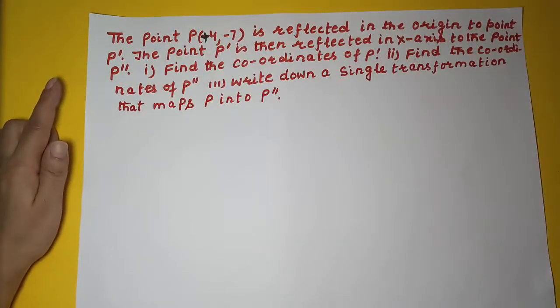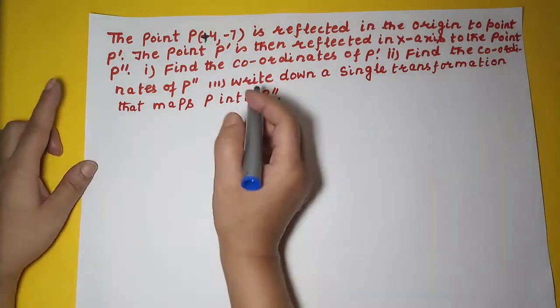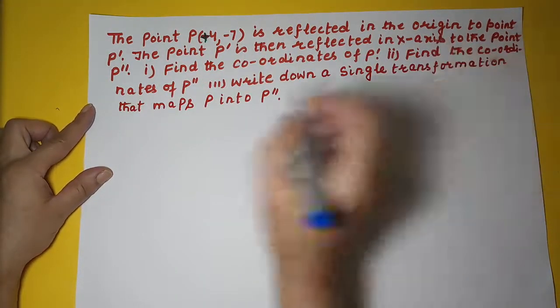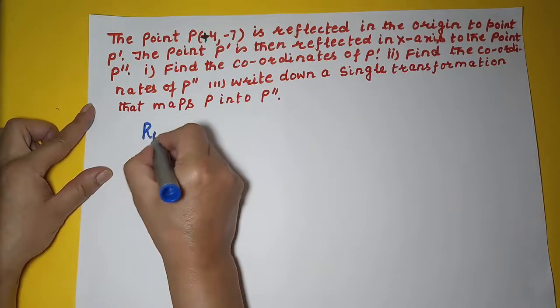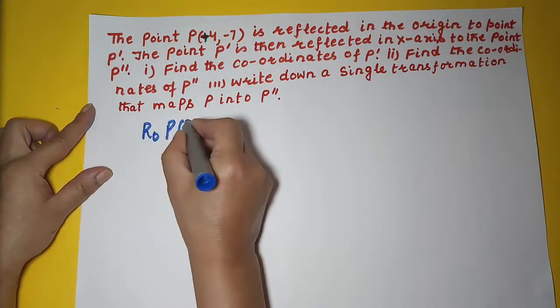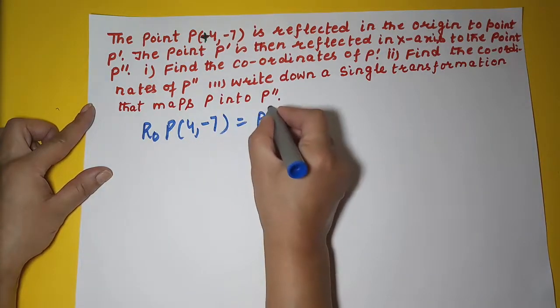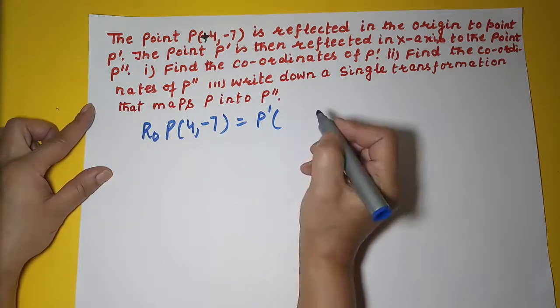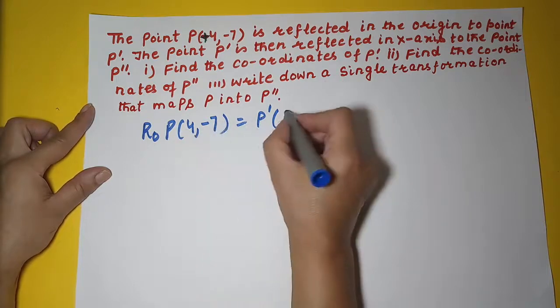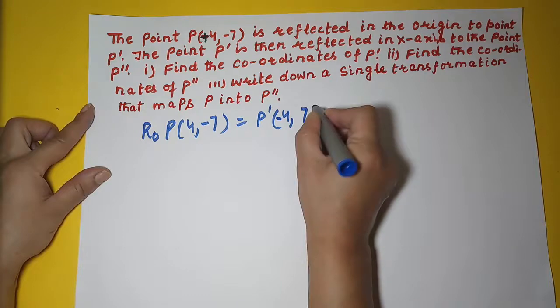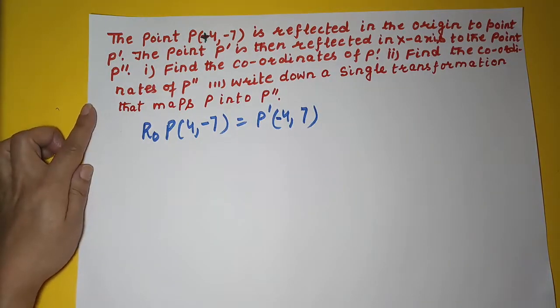Okay. Another question. He's saying the point P is reflected in the origin. Alright. So let's write that. We are reflecting point P, which is (4, -7), through the origin, which becomes P dash, and the coordinates of both will change. So this will become (-4, 7). This is my P dash, right?